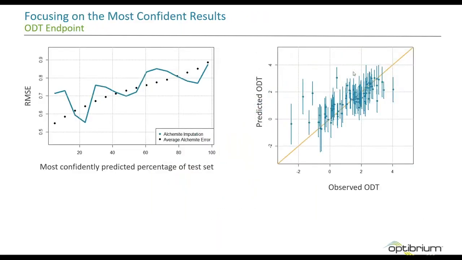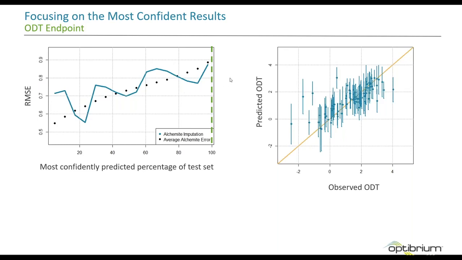And so we can also look at the estimated uncertainty by the Alchemite imputation model on the ODT endpoint. Again, here we are looking at the observed ODT values versus the predicted values. However, in this case, we are adding an error bar for each point, which reflects the uncertainty estimated by the Alchemite imputation model. So in this case, for 100% of the predictions, we see the highest error, as in the plot on the left. The RMSE is around 0.9 for 100% of the points.